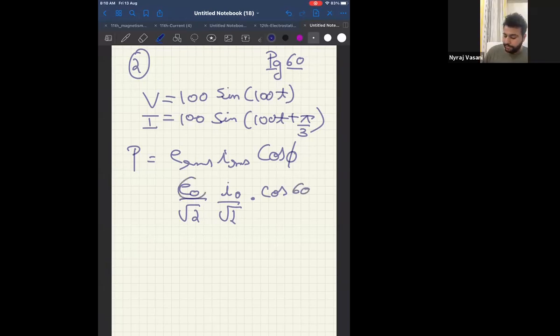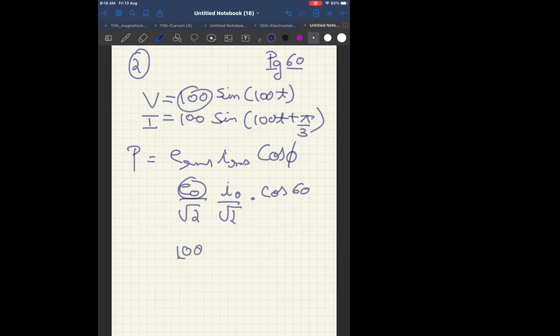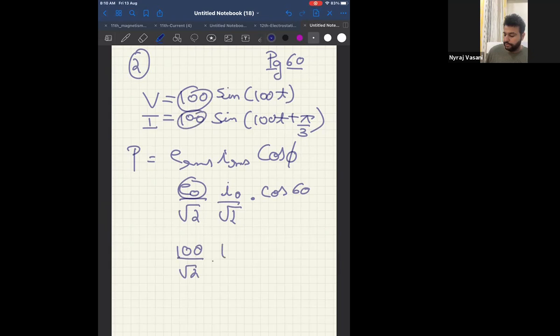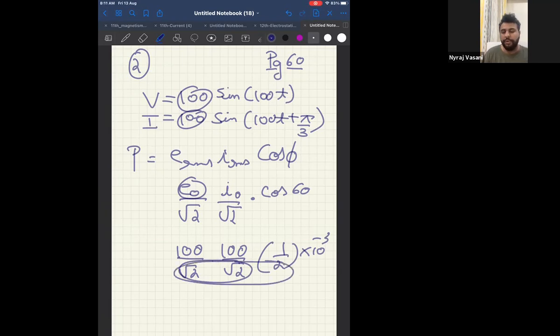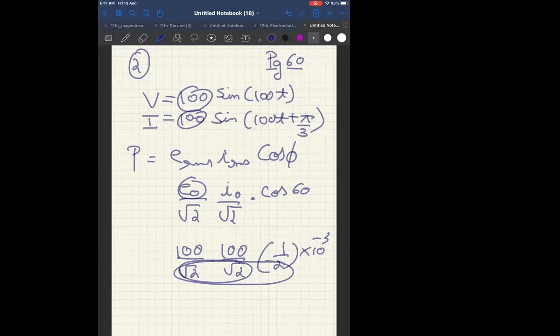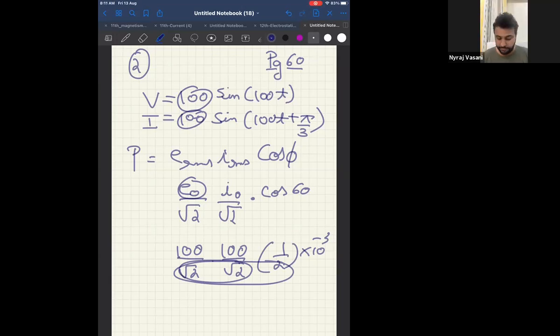Now, what is E naught? Can I say E naught is 100? 100 by root 2 into I naught is also 100 by root 2 into 10 power minus 3, which we have to add because the current is given in milliampere, into cos 60 is half. I hope you understood why I added 10 power minus 3. Now root 2 into root 2 is 2, 2 into 2 is 4, therefore denominator is 4. Answer will be 2.5. Option C.